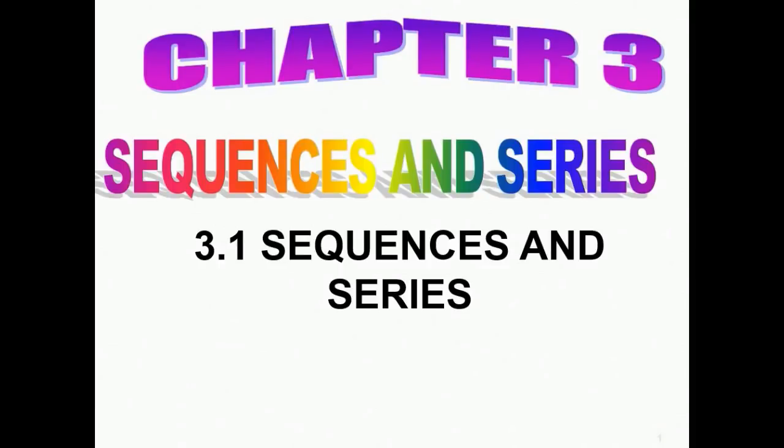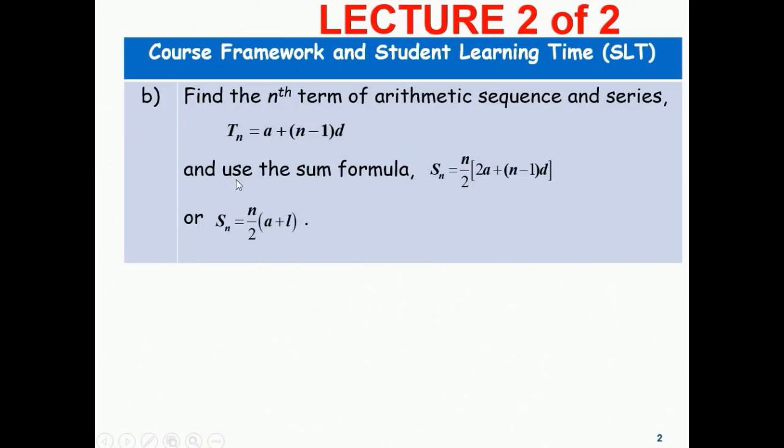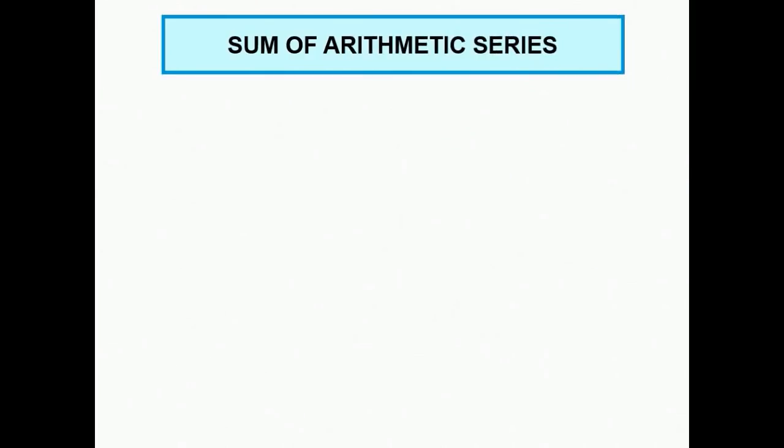Hi, let's continue with our chapter 3, subtopic 3.1b. Use the sum formula: Sn equals n over 2 times (2a plus (n minus 1)d), or Sn equals n over 2 times (a plus l). The sum, hasil tambah.